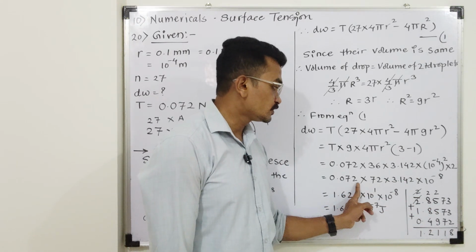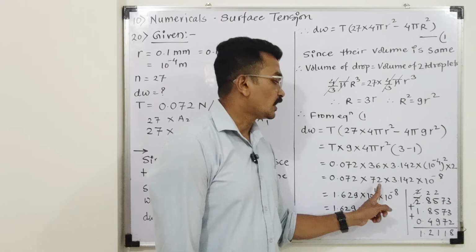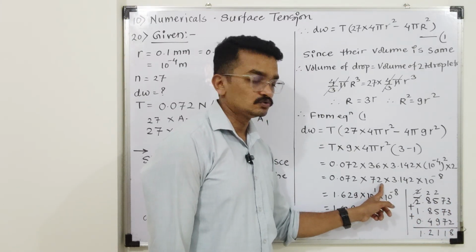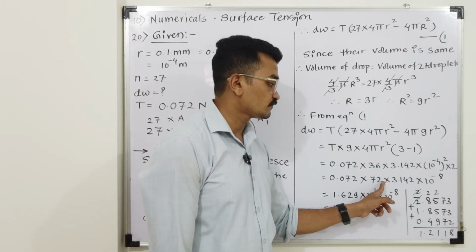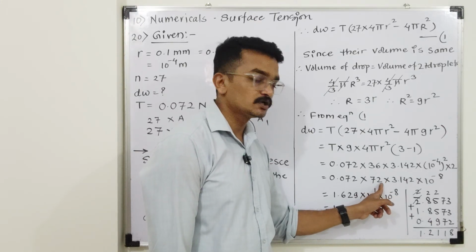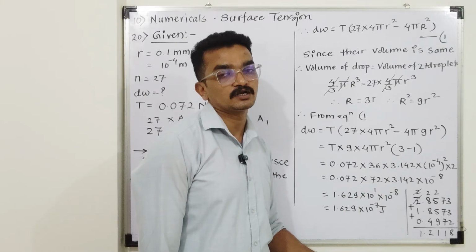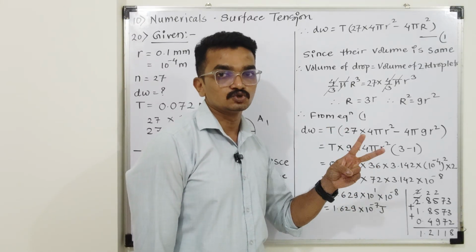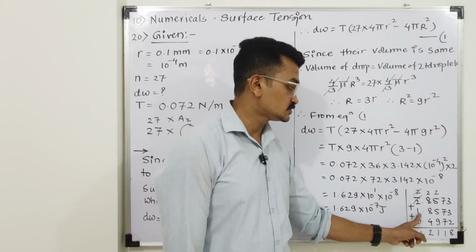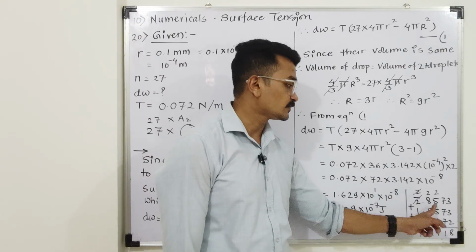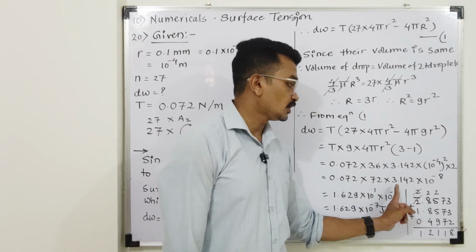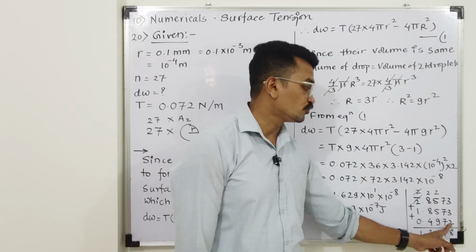And the log of 72 is 0.8573. Another number we have is 72, so in this case the decimal point is after 2. So before the decimal point there are two digits, so 2 minus 1 is 1. So the characteristic is 1. And again the log of 72 is 0.8573. And the log of 3.142 is 0.4972.